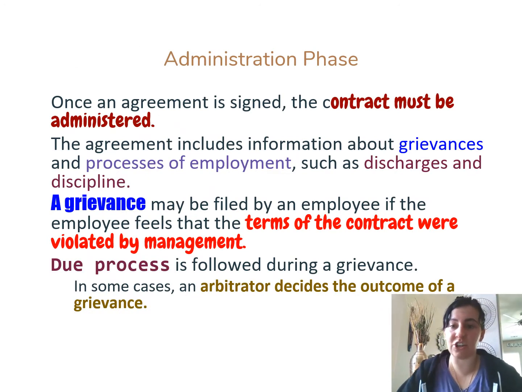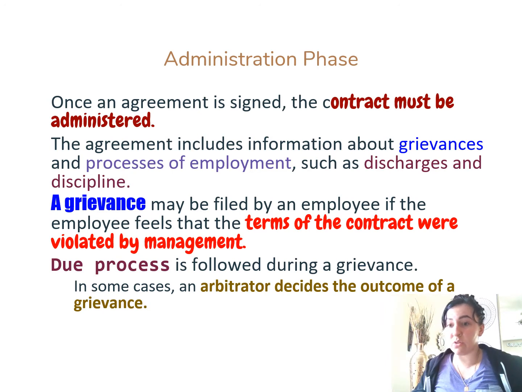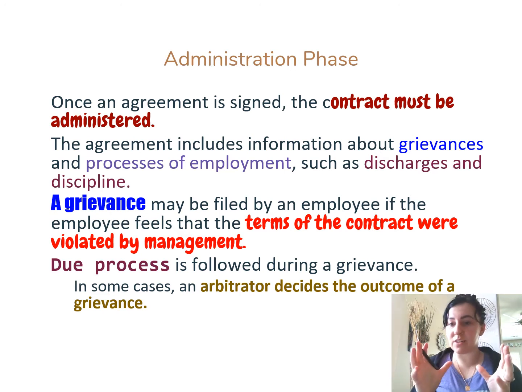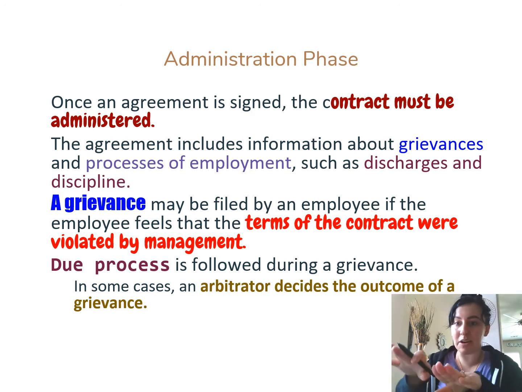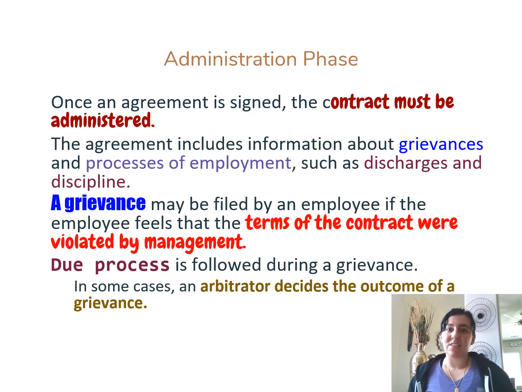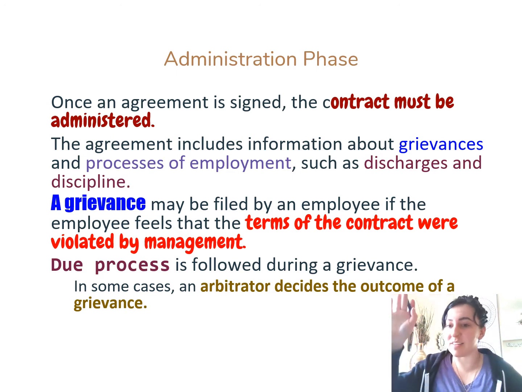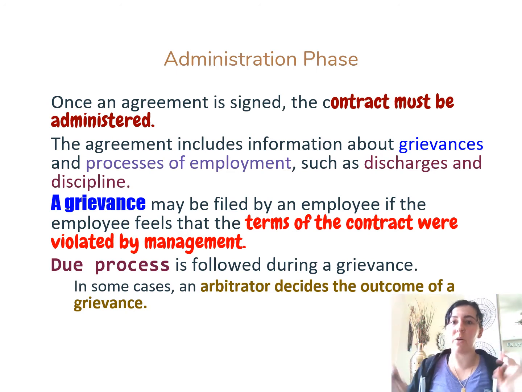Next, we have the administration phase. In the administration phase, this is, let's say, after the whole negotiation has happened, and they agreed on something. So whatever happened during that negotiation phase needs to be put into a contract, right? And everyone has to sign it, and then you start putting it into action. So this is the administration phase. The agreement is signed, and the contract must now be administered. Everyone has to abide by the new policies. That's it.